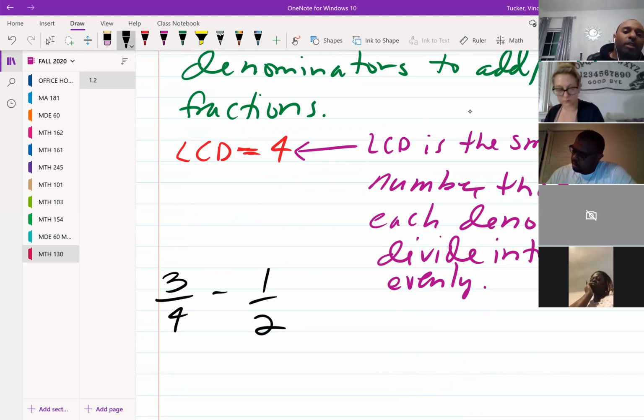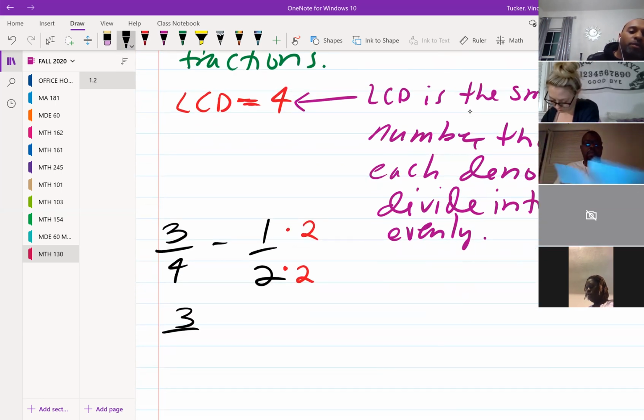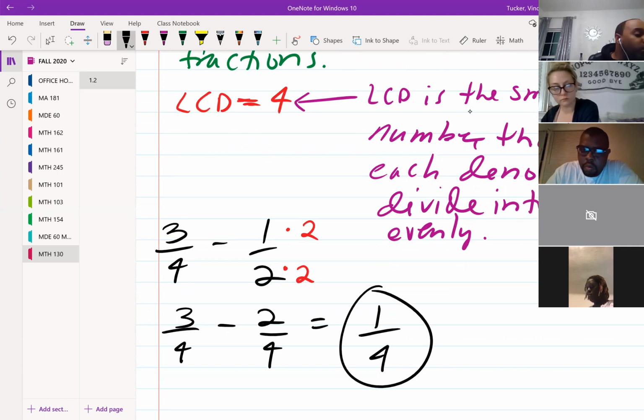So I want to turn my denominators into that 4. 3/4 is fine, but the 1 over 2, I need to be able to turn that 2 into a 4. You ask yourself what times 2 will give you 4. That is 2, but whatever you do to the bottom, you got to do to the top. And so that'll be 3/4 minus 2/4. Now that you have common denominators, you can go ahead and subtract, and that will be 1/4 as your final answer.